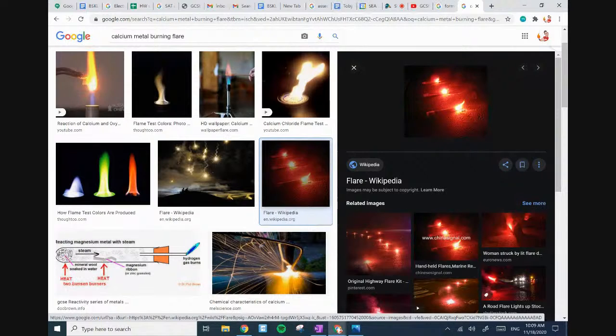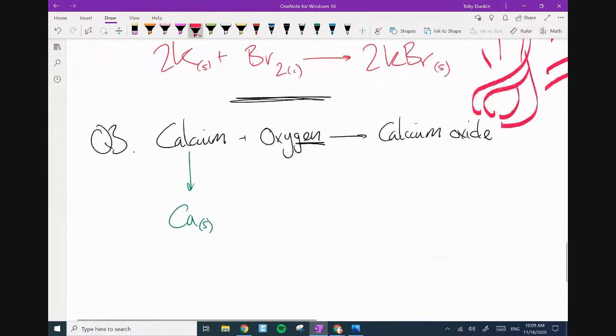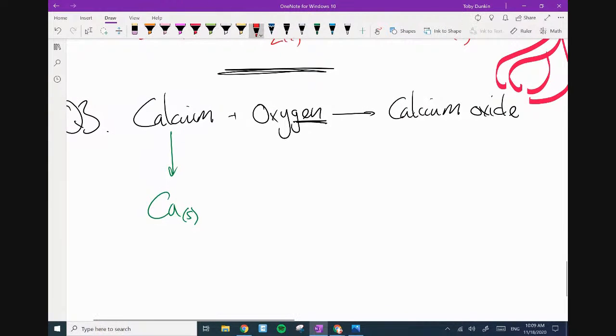Flares actually contain solid calcium metal, and they just light it. By the way, it burns at such a high temperature it can even burn underwater. How cool is that? It's amazing stuff. So calcium plus oxygen. It's nice to remember, diatomic, so plus O2. Now we need to do the formulae.